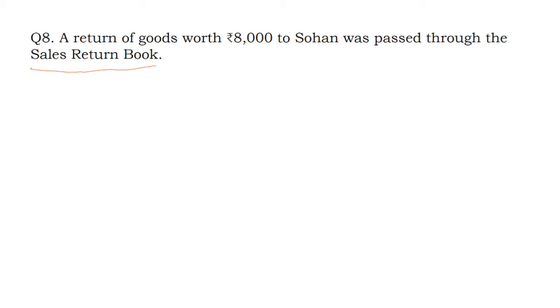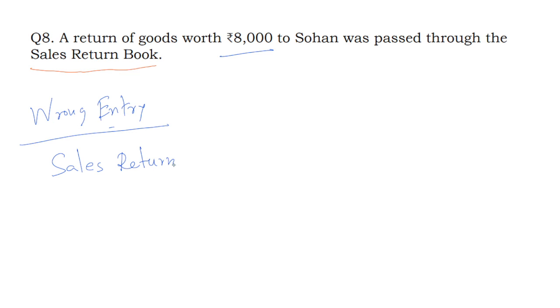Okay, so I'm just showing you the solution. This is just like the previous one. This is the same solution we'll be doing in the question also. A return of goods 8,000 to Shohon. To Shohon means this is the purchase return. So first we'll write the wrong entry. What is the wrong entry? It has gone through the sales return book, sales return. So the wrong entry was like this: sales return means Sales Return debit 8,000 to Shohan, because it has gone through the sales return. Okay, 8,000.